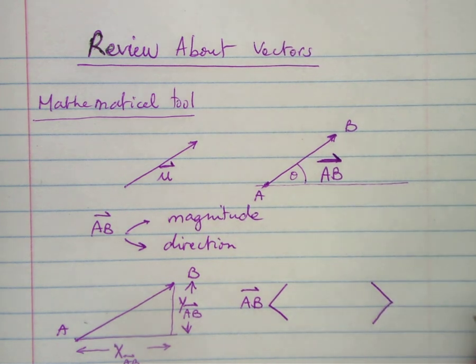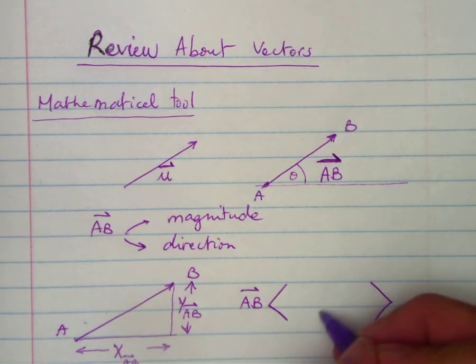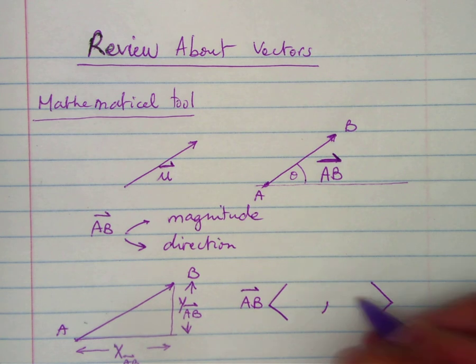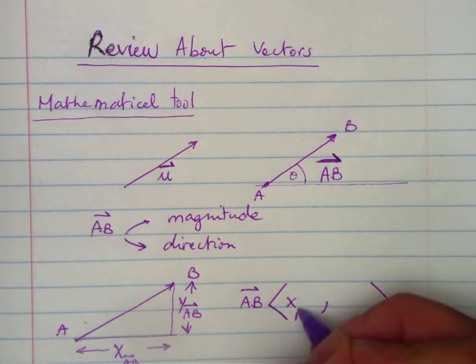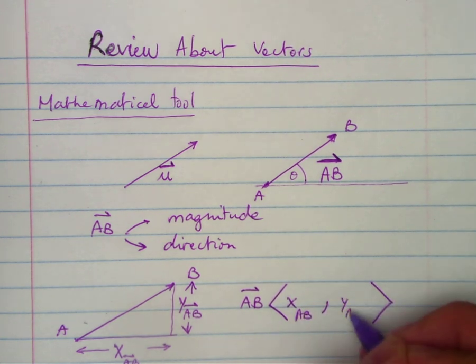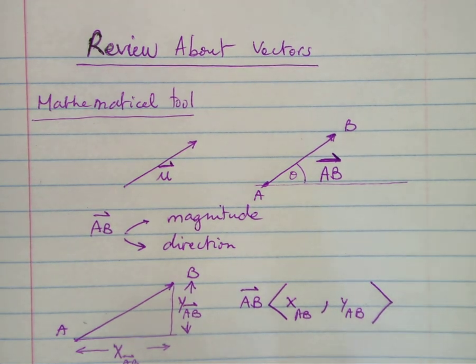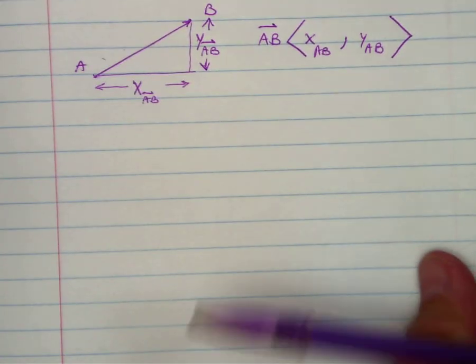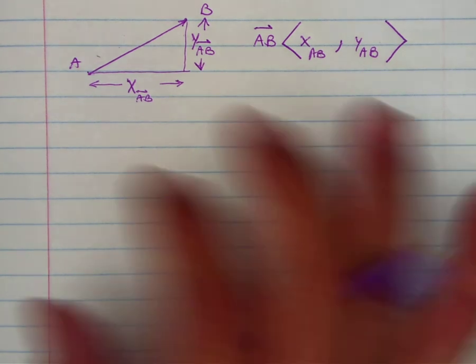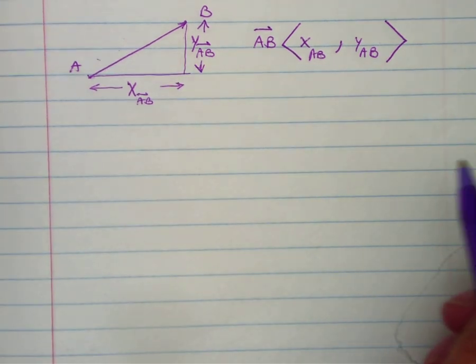They're not parentheses, they're brackets like this. And we're going to have a number right here, another number. So I'm just going to write it as XAB and YAB like that. Okay, go fast. We'll go into examples later, but for now it's just a quick review about vectors.